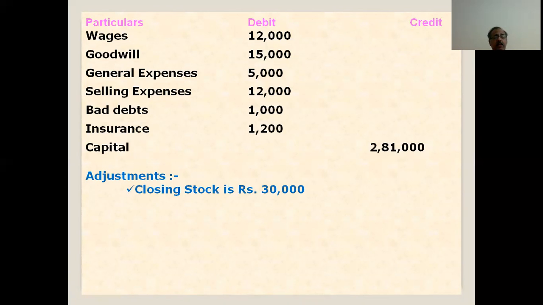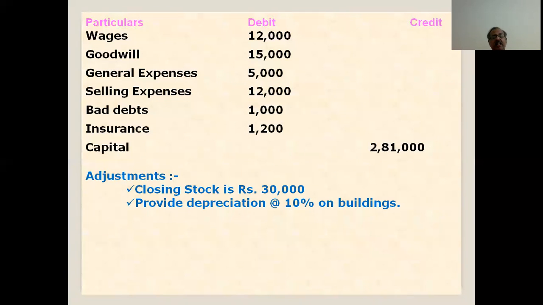Then we will discuss what the adjustments are. First adjustment, please remember, adjustments have a twofold effect. You are required to treat them twice. First item is closing stock. Closing stock, first treatment, it is an asset, so asset side of the balance sheet. The second effect is that it will show on the credit side of the trading account. The next item, provide depreciation at the rate of 10% on buildings.